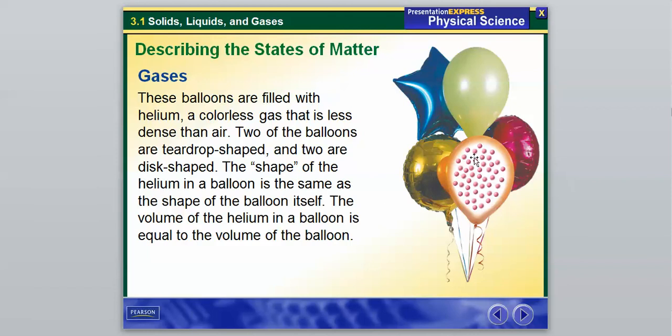Basically, before these helium atoms were inside of this balloon, they were in the shape of their cylindrical container. Then when they get put into the balloon, now the helium atoms have arranged themselves into the shape of the balloon. They're going to take on whatever type of container that you put them in.